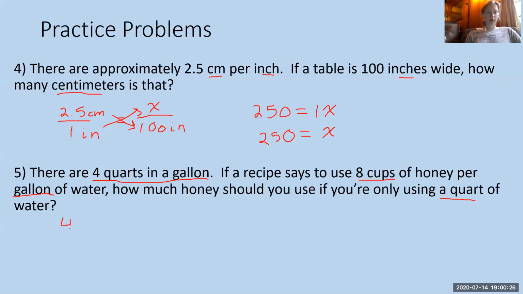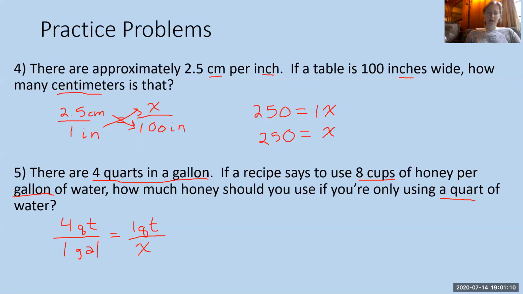So if I know that it's 4 quarts per 1 gallon, I want to know, if I have 1 quart, how many gallons is that? So you might be able to see that really what's going to happen here is we're going to take our gallon and divide it by 4. A quart is called a quart because it's a quarter of a gallon, so it's going to be 0.25 gallons.